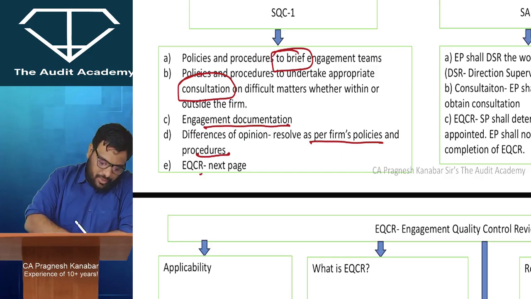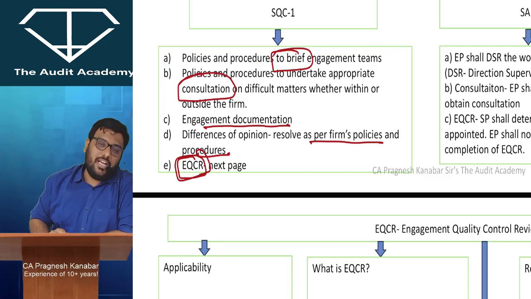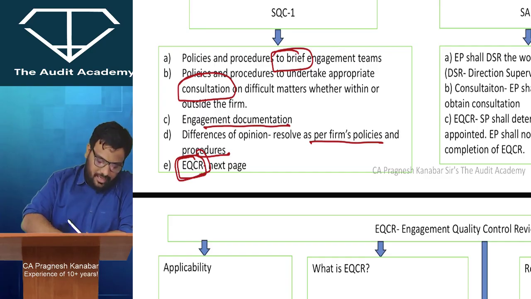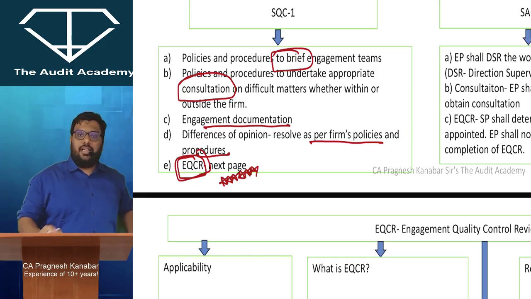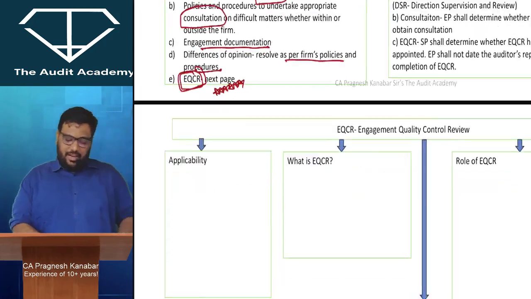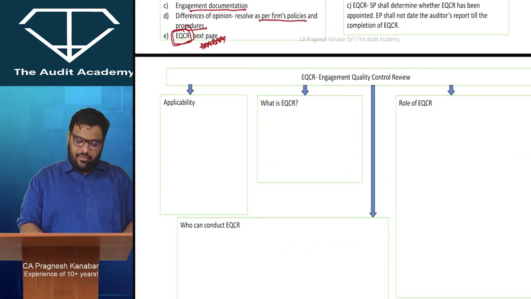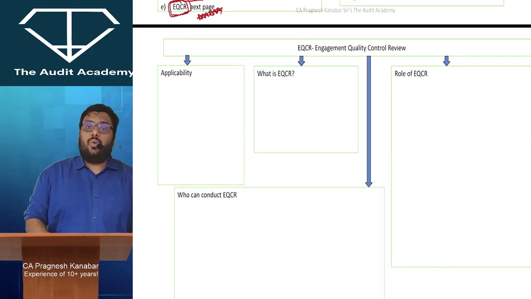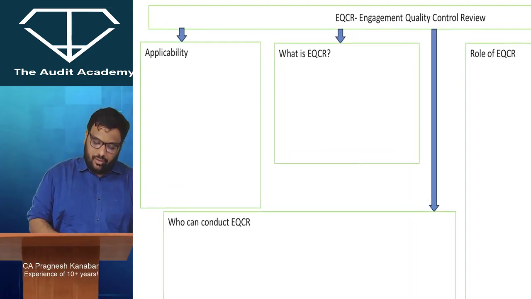Then the most important point in order to improve engagement performance is EQCR, engagement quality control review. Let me tell you, this is very sensitive. It has always been one of their favorites in exams, and that is the reason I would like to go a little slow over here. After that, there is only a little discussion left. Engagement quality control review. First of all, what is this engagement quality control review?